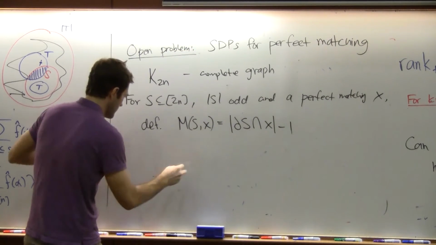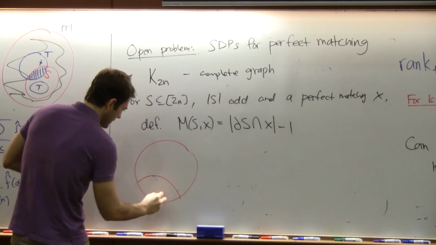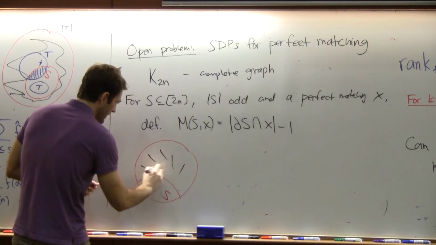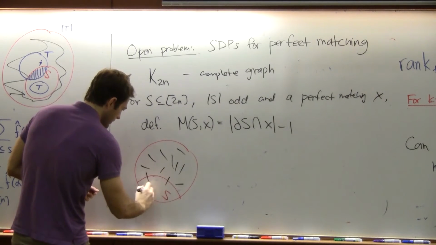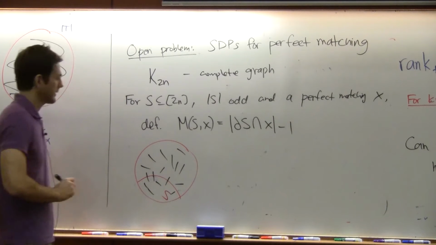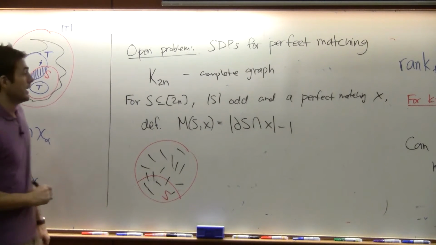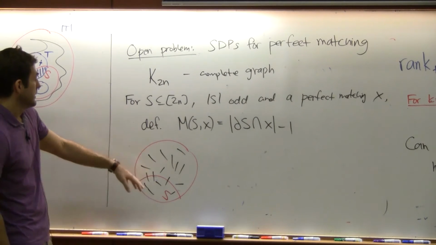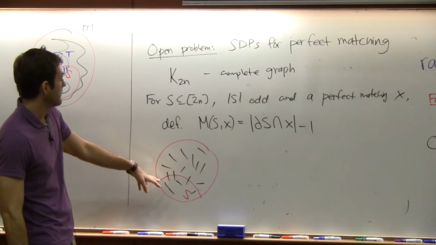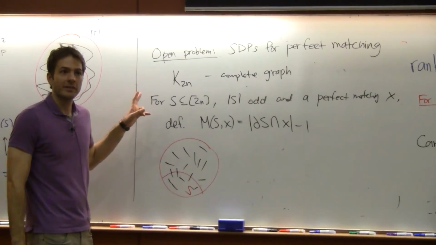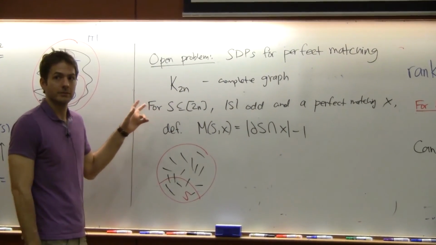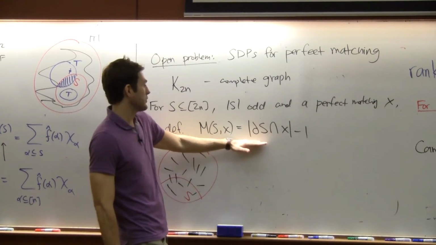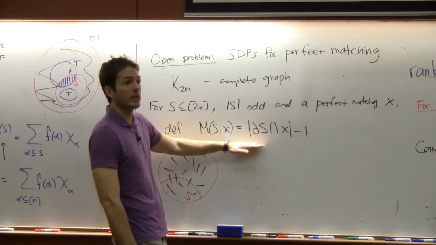And the picture looks like this. Here is an odd set S, and then X is some perfect matching, which may cross S in some number of places. So the point is, this is always non-negative because, if you have a perfect matching and you have an odd set, at least one edge has to go outside by just parity. And in fact, this is a slack matrix for the matching polytope. So these are all the inequalities for matching.